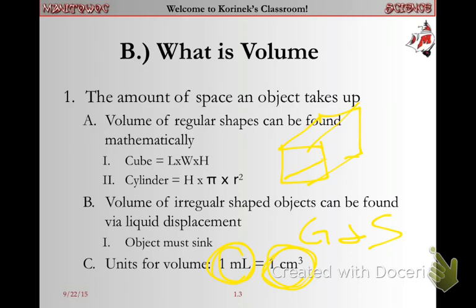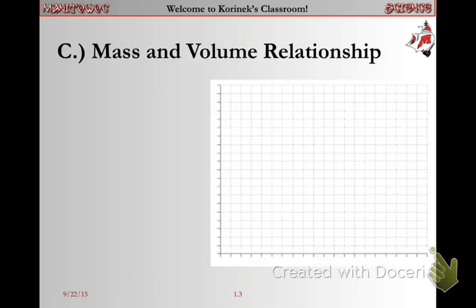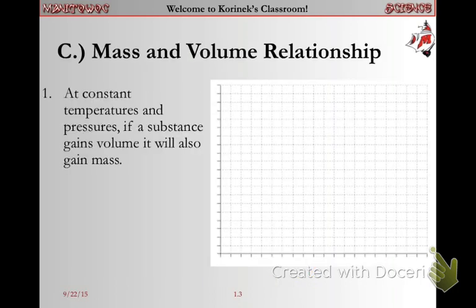So if the gas is in a solid container, the volume of the gas will be equal to the volume of that container, minus the thickness of the sides. So what about a relationship between these two things? Well, at constant temperature and pressure, if you hold the temperature equal and the pressure equal, and a substance gains volume, it's going to gain mass as well. The only way for it to gain volume is to put more stuff inside of it if the temperature and the pressure are the same.